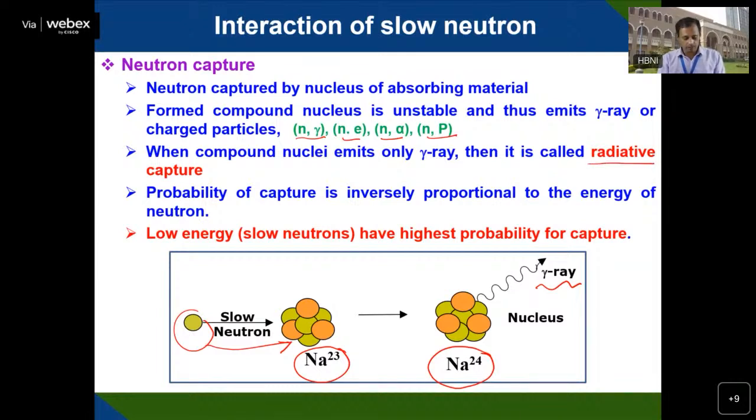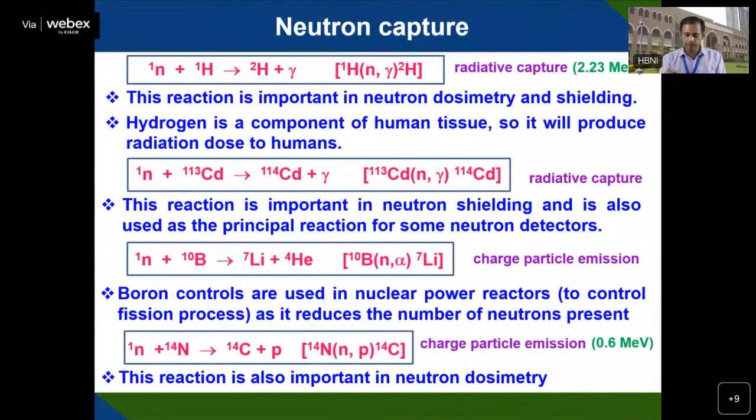In the other case, charged particles can also be produced. And the probability of capture is inversely proportional to the energy of the neutron. So if you have a low-energy neutron, the probability of capture is high. Let's see some examples of neutron capture. Neutron with hydrogen can produce deuterium with one gamma emission, a radiative capture. Similarly, cadmium can absorb, or boron, or nitrogen. So these are the different neutron capture reactions you can see.